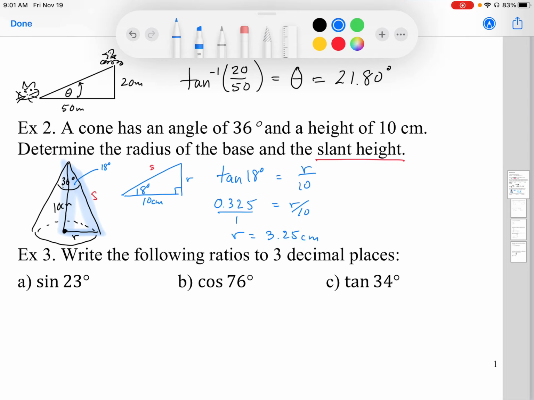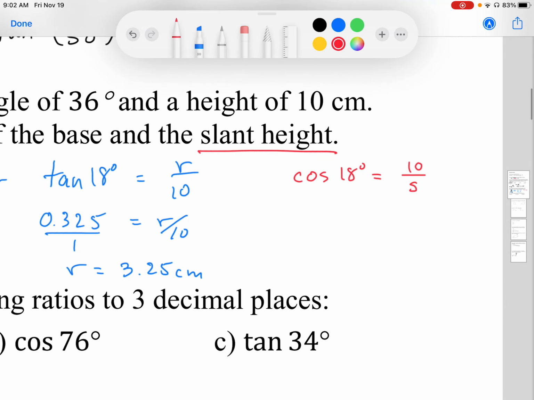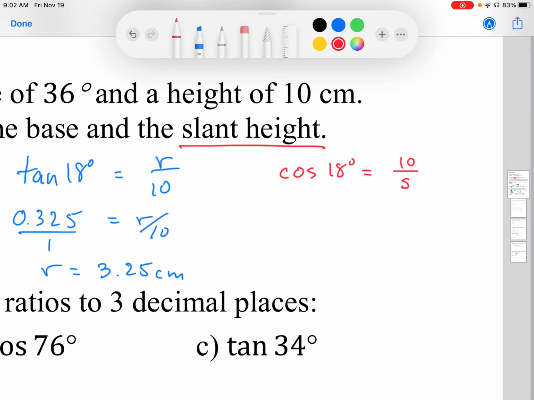I can do the same thing to solve for my slant height. To solve for my slant height, in this case, I'm going to use adjacent and the hypotenuse. So I'm going to use cosine. So I'm going to say that cosine of the 18 degrees that I know is equal to the adjacent 10 over the hypotenuse s. Once I've set up that ratio, I can work out cosine 18 from my calculator. Again, I need a calculator for this because it is not a special angle.